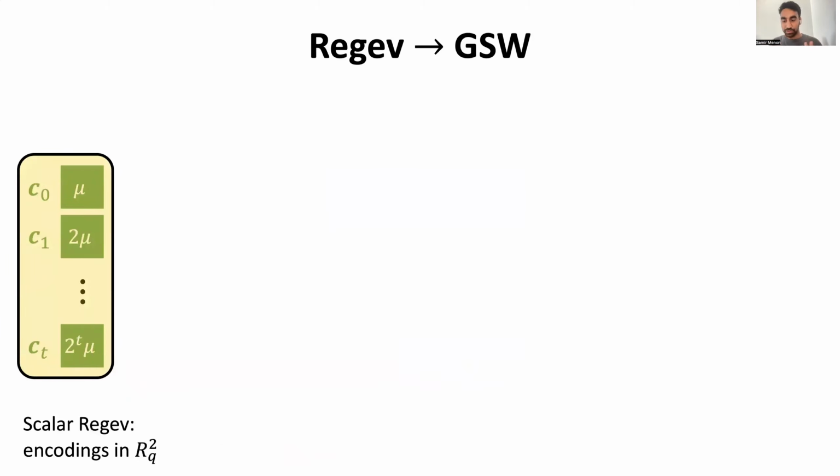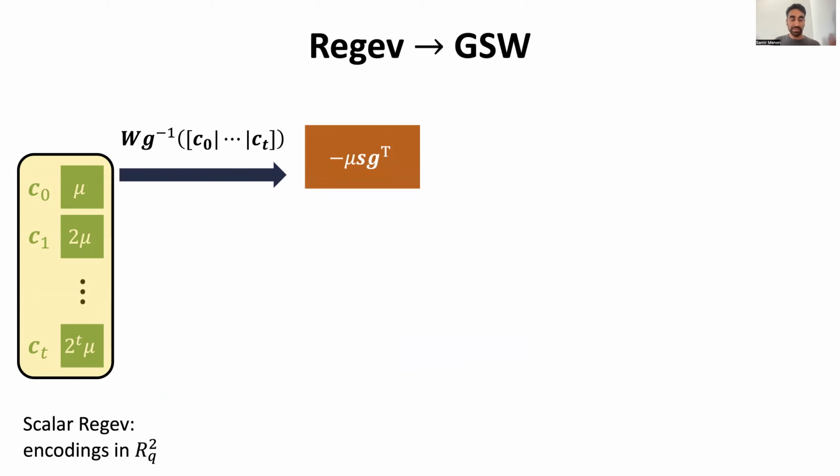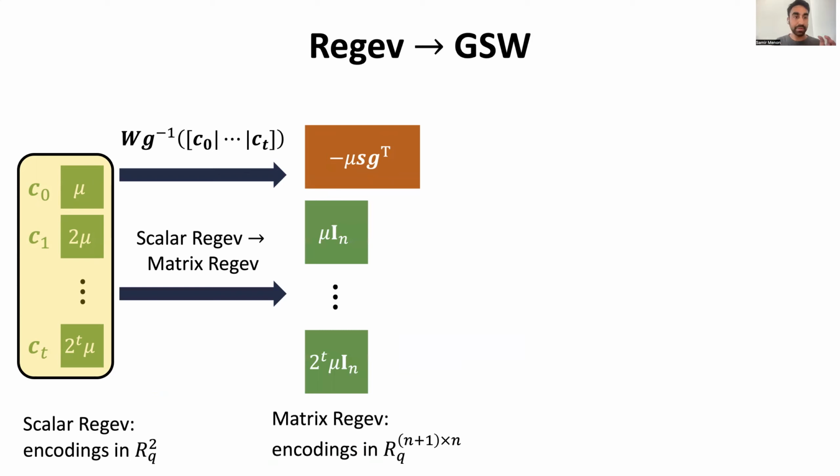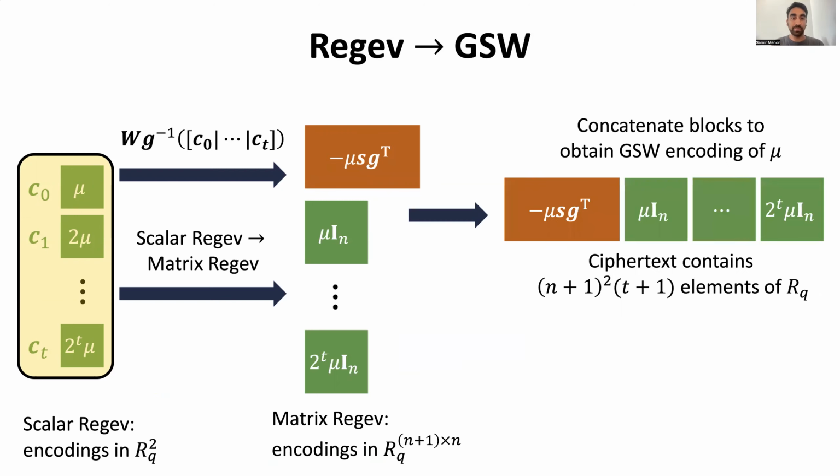So just to review how the transformation works, we use this W matrix, this key switching matrix, as part of the public parameters to construct the A component. We use our previous technique, the scalar to matrix transformation, to construct these scaled identity matrices, and then we can concatenate and form a GSW encoding of the bit mu. And again, if we wanted to go back to the other gadget matrix, we could permute the columns at this point and get what we want.